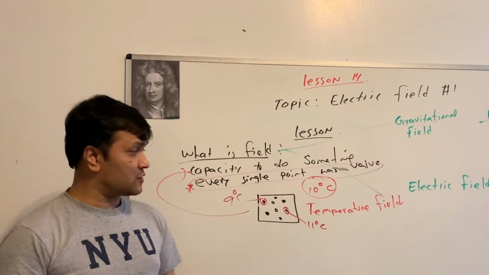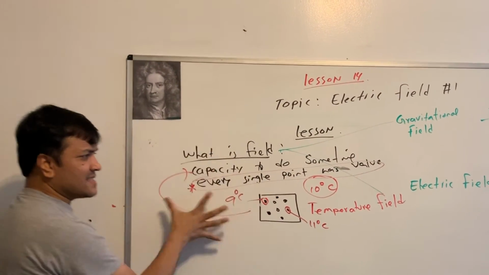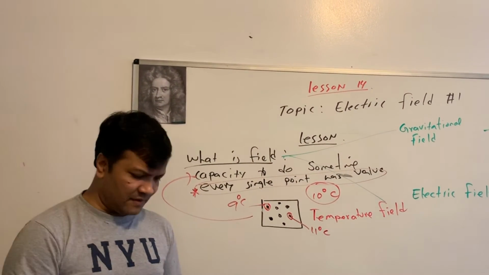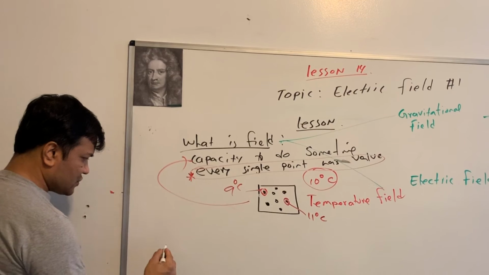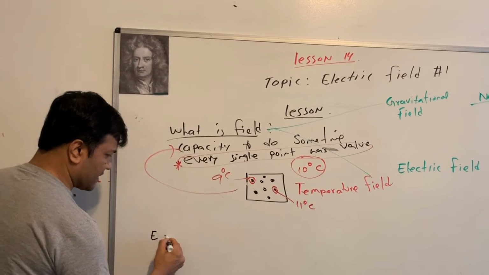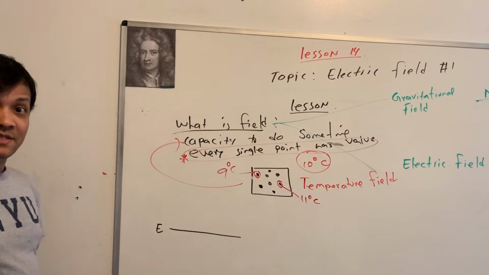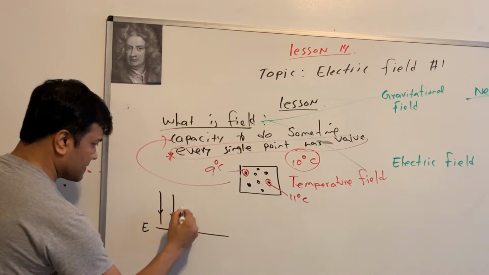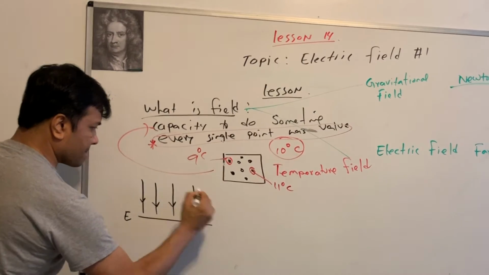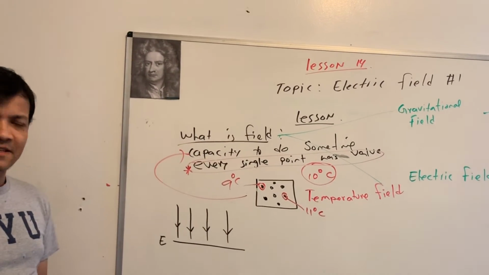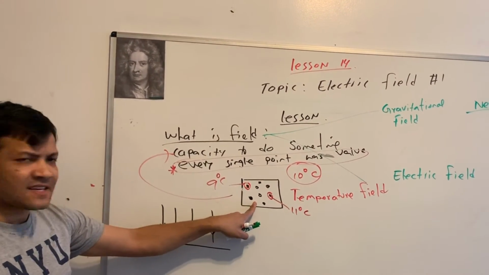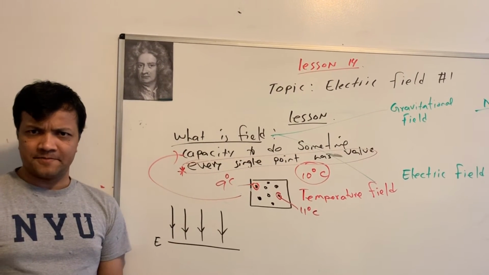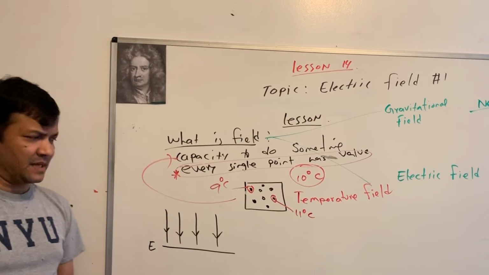Now, how can we use this to understand the gravitational field? Let's understand the gravitational field. So you have Earth over here. This is the flat approximation of the Earth. Now this is the gravitational field. Just like the temperature field, the gravitational field has a capacity to do something.